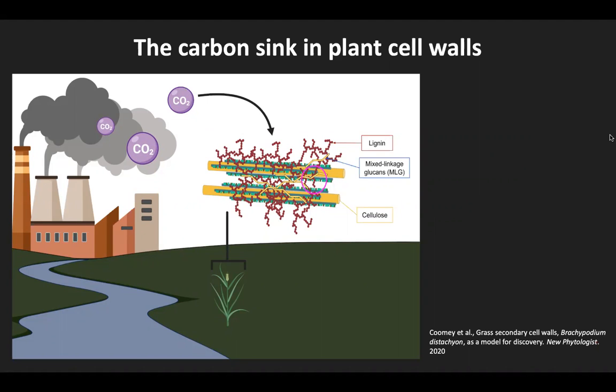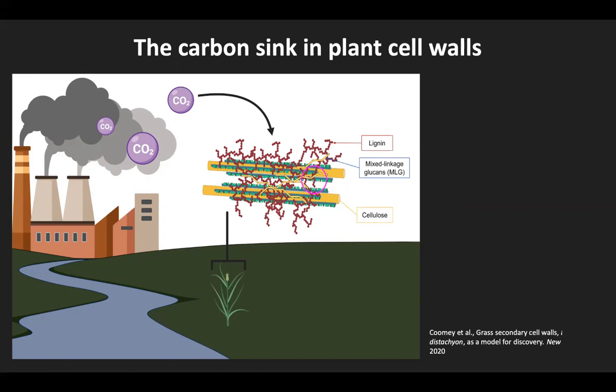Plants fix atmospheric carbon dioxide and incorporate the carbon into the main components of their secondary cell walls, which are cellulose, hemicellulose, and lignin. Thus, a better understanding of when plants incorporate carbon into their cell walls can introduce novel strategies on how to mitigate impending repercussions of climate change.